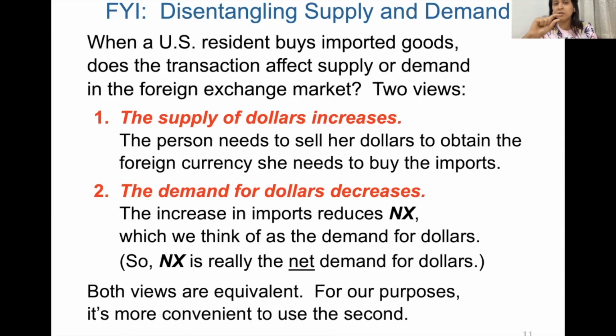So whenever there is a purchase or import, we say that there is a demand for dollars because you need to buy that good, and that is why you need more dollars, and that is why net exports is the net demand for dollars.